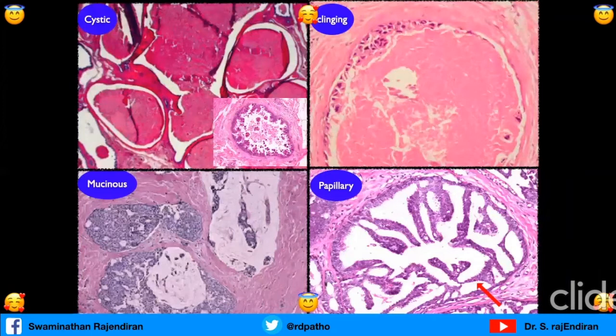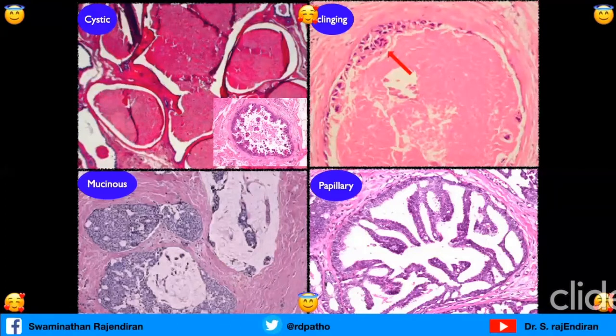Let us see the pictures. Here it is cystic spaces. In the low power it looks benign, but when you go to high power, they are lined by a monomorphic population of cytologically abnormal cells. So this is cystic DCIS. This is clinging DCIS. In cystic DCIS, it is a low-grade cytological atypia, whereas in clinging DCIS, it is a single layer of cells with high-grade dysplasia. Okay, this is the clinging type.